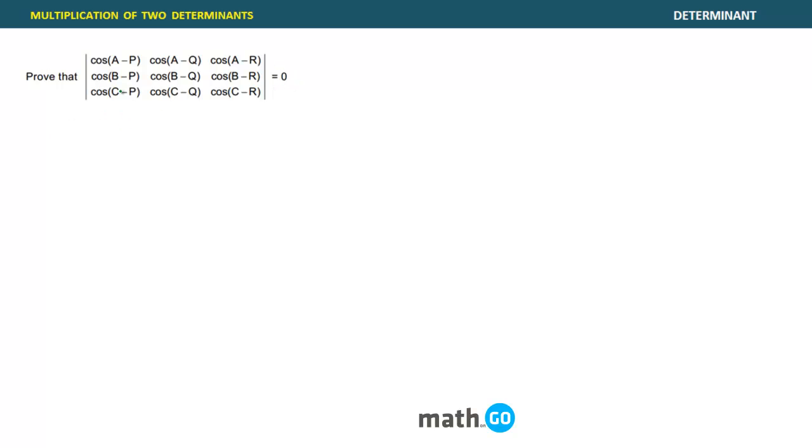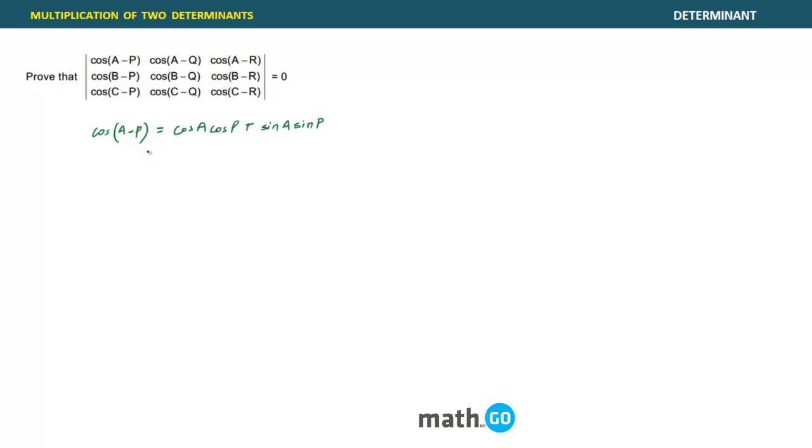Let's see how we will do it. You have cos(a minus p) everywhere, cos(a minus q) and so on. What is the formula of cos(a minus b)? This will be cos a cos p plus sin a sin p. This is what is required.